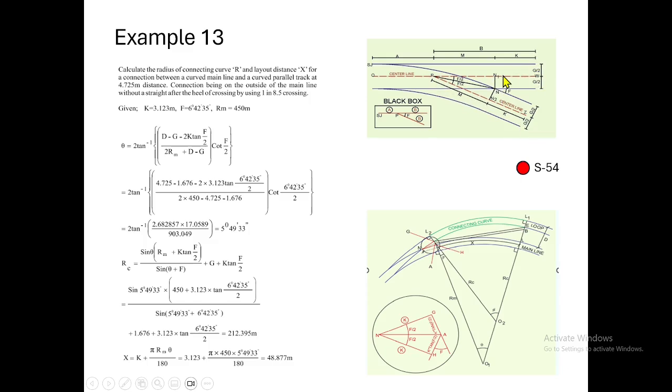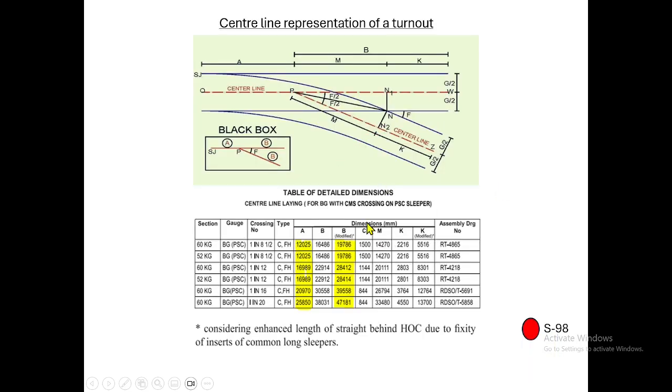So this K is what we need for this type of connection. K is the theoretical nose of crossing to the heel of crossing distance, and you must know it. That is also available in the standard dimension table. I already know this is the table we gave, but in the example they have given 3 point something, whereas we have to take 5.516.